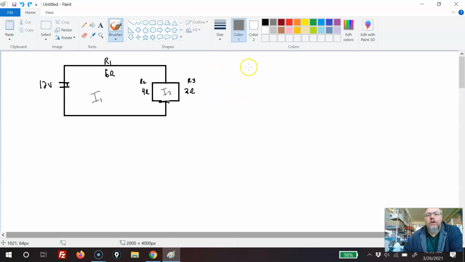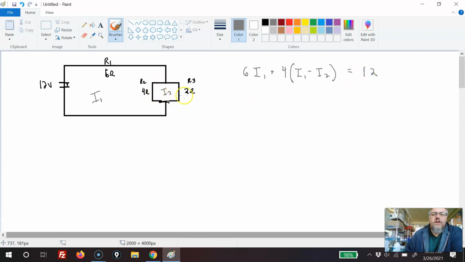So for the first one, we can say it's 6, the amount of ohms, times I1, plus 4, the ohms for R2, times, in this case, I1, but you also have to subtract what you're going to be having in this circuit. So it's going to be minus I2. And this whole thing is going to be equal to 12 volts, right?